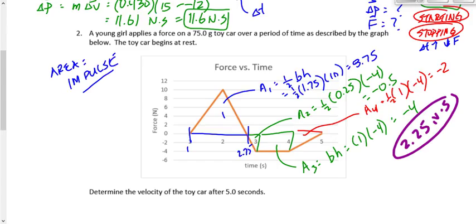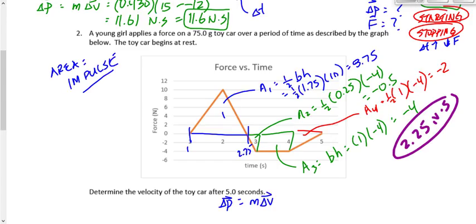We don't even know what we're being asked for yet. We didn't even read the whole question. We just know that when we see this graph, we do this, right? Area equals impulse. We want to determine the car's velocity after 5 seconds. All we're going to do for this is say impulse is equal to m times delta v.